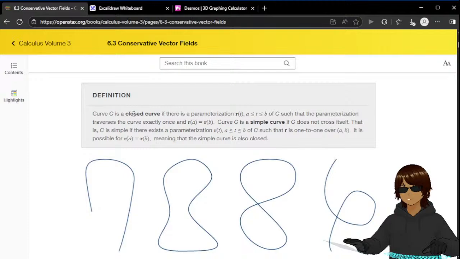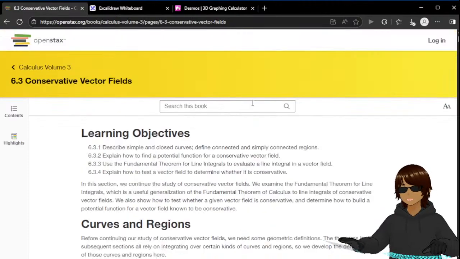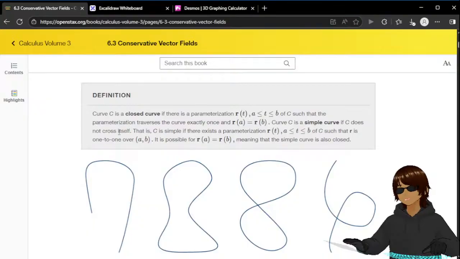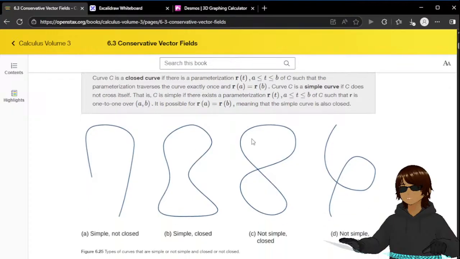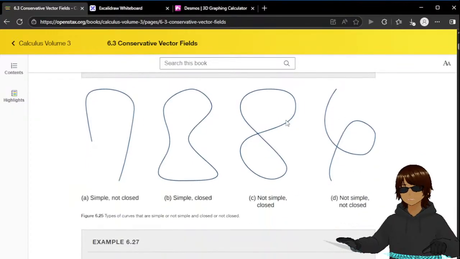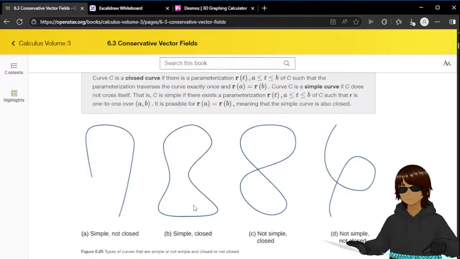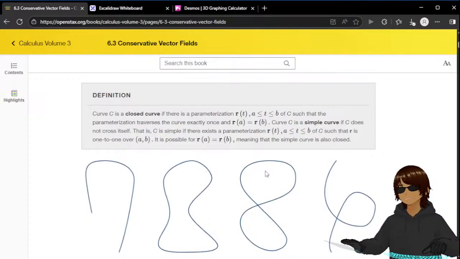Curve C is a closed curve if there is a parameterization that traverses the curve exactly once and r(a) is equal to r(b). So this is a closed curve because if r(a) is over here, we go all around the curve and then r(b) goes back to the same position. Curve C is a simple curve if it does not cross itself. This curve is also simple because it doesn't cross. This curve crosses, so it's not simple, but it is closed.